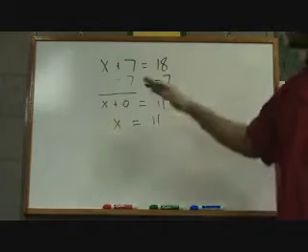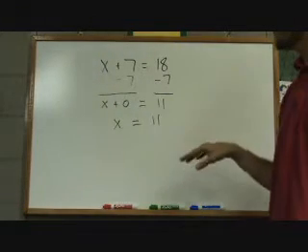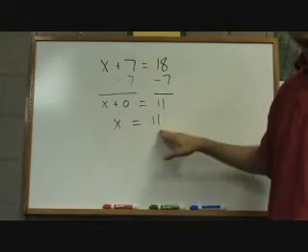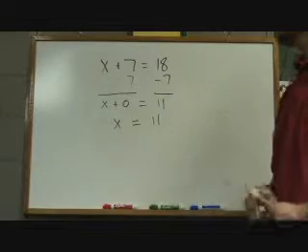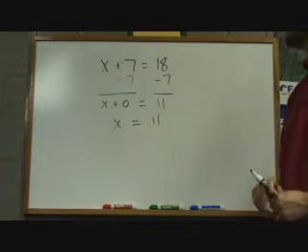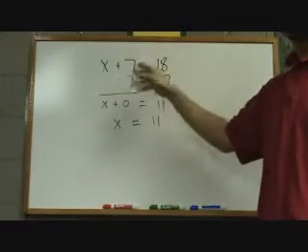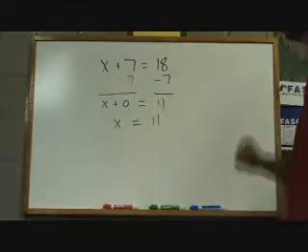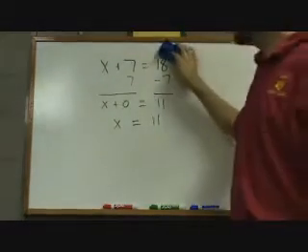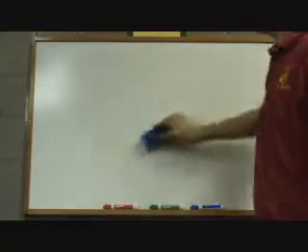Now, I'm not going to be a stickler for this x plus 0 step. If you want to go right to x equals 11, that's fine with me, rather than writing x plus 0. It works the same way with subtraction. If it were x minus 7, we would add 7 to get rid of that. That should be familiar. Let me move on to multiplication and division.